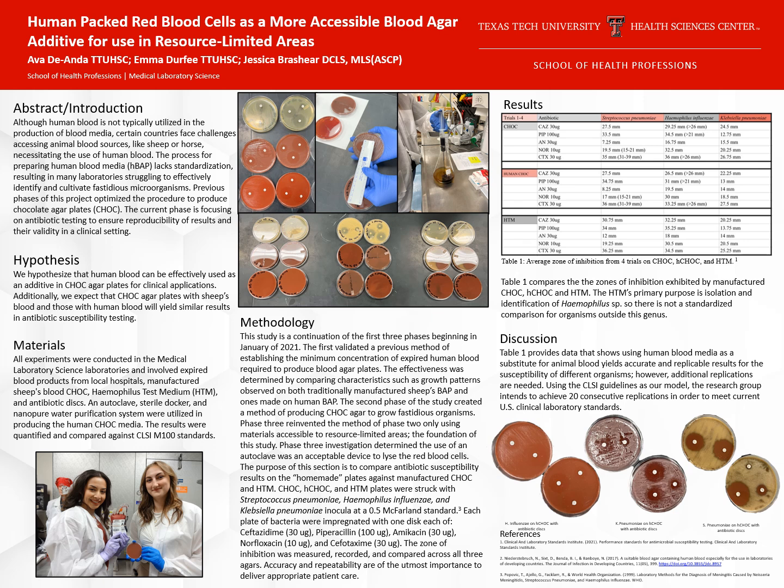Table 1 shows that using human blood media as a substitute for animal blood provides reliable results for susceptibility testing of different organisms. This suggests that human blood could be a viable alternative in settings where animal blood is not available. However, to ensure accuracy and reliability, additional replications are needed. Our goal is to achieve 20 consecutive replications in line with CLSI guidelines to meet U.S.